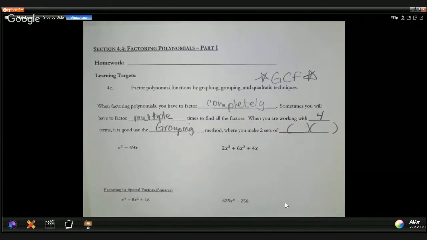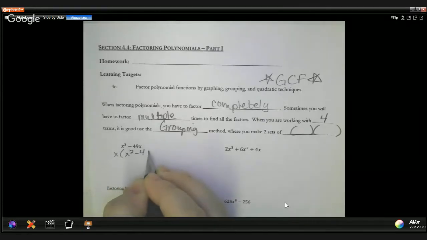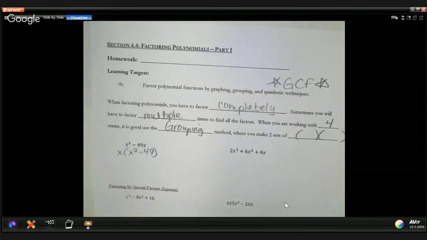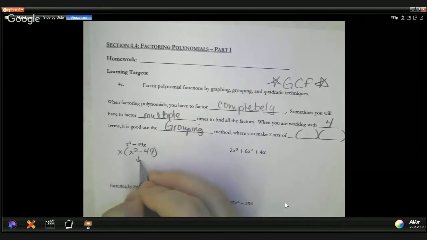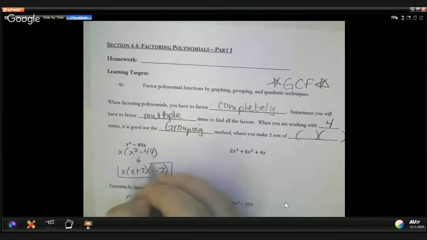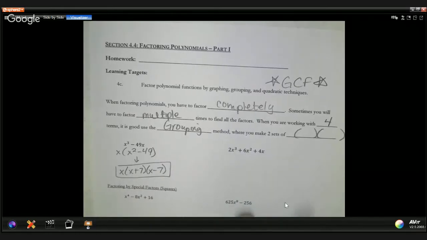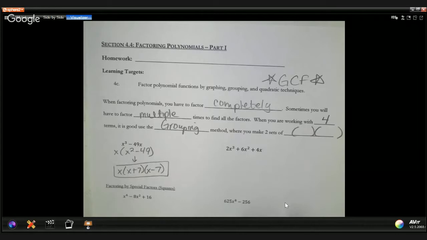If you look at this first problem on the left, they both have an x, so I can take an x out, and I'm left with x squared minus 49. Well, x squared minus 49 is the difference of squares, so this is going to become x plus 7 and x minus 7, and I bring down my x, and there it is, totally factored. All right, so let's look at the next one.